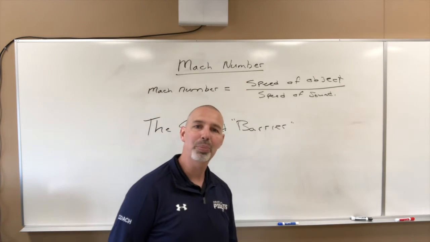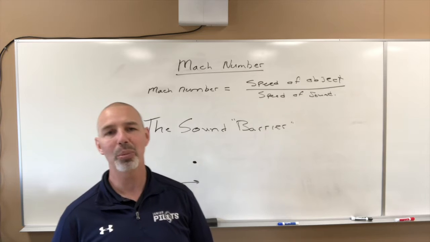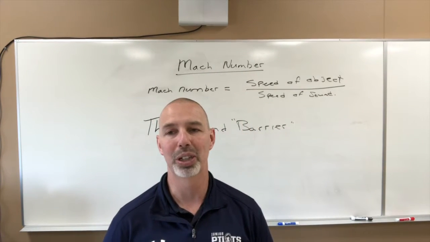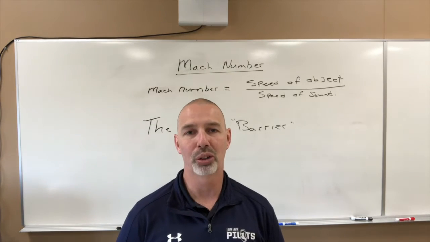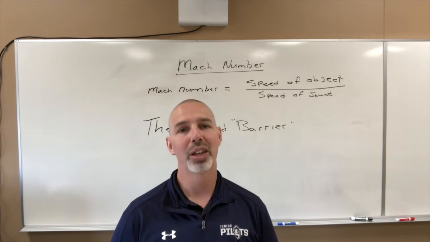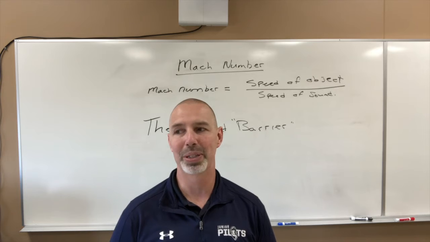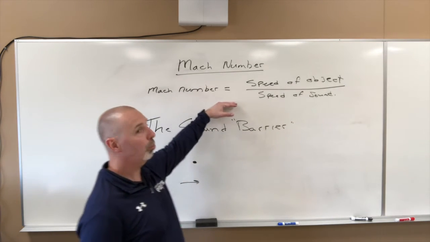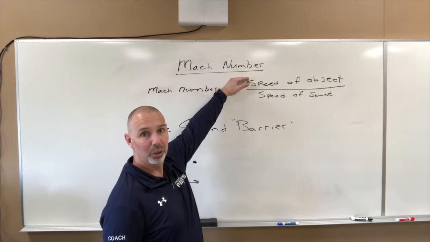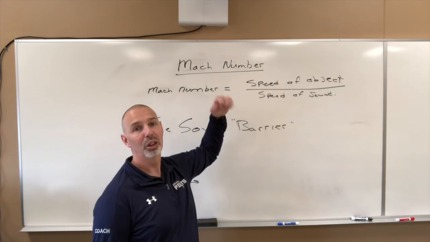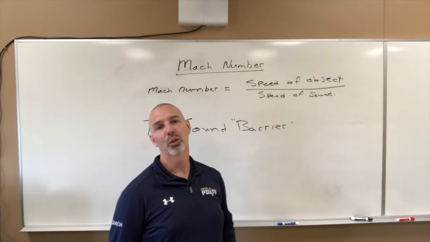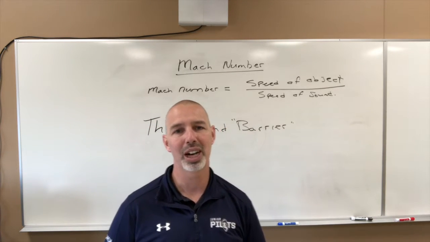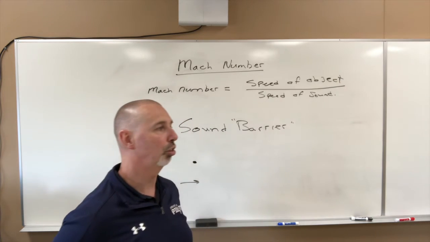A Mach number is simply a number that tells you how many times faster the object is moving than the speed of sound. So if you are traveling at Mach 2, that means you are going 2 times the speed of sound. So, simple formula: Mach number equals the speed of the object, whatever it is, over the speed of sound. You get a ratio, and that becomes your Mach number. So again, it's just simply a ratio of how many times faster than the speed of sound you are.